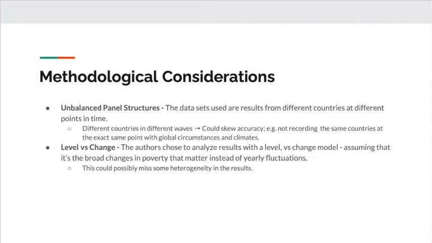The other thing that the authors address is that they chose to analyze the results of their studies with a level model as opposed to a change model. So there's a chance that with level models you could be missing some unmeasured heterogeneity, but the authors defend their choice of the level model by saying that they assumed that it's the broad changes in poverty that are the most important over time versus yearly fluctuations, which would be what the change model was focusing on.